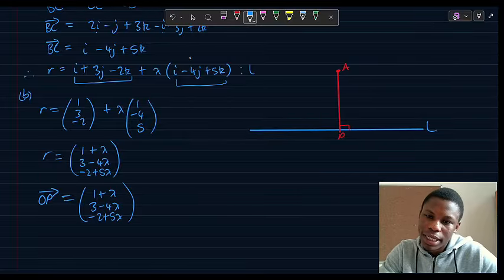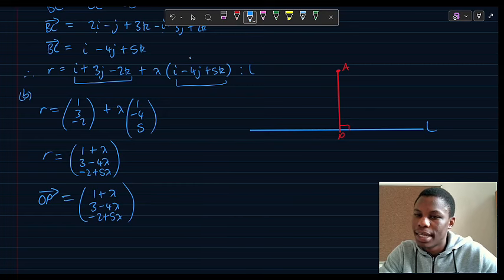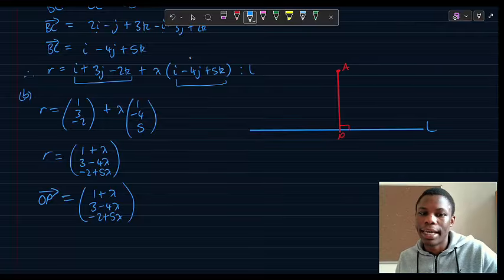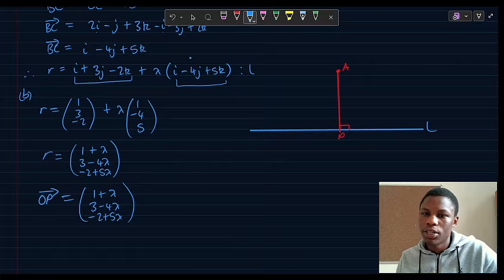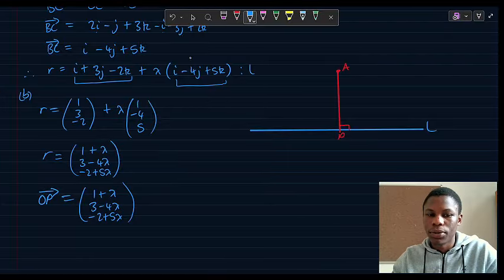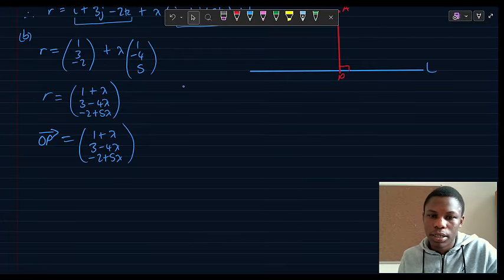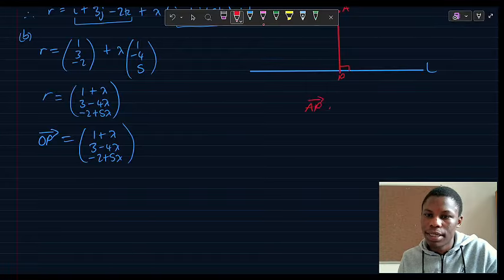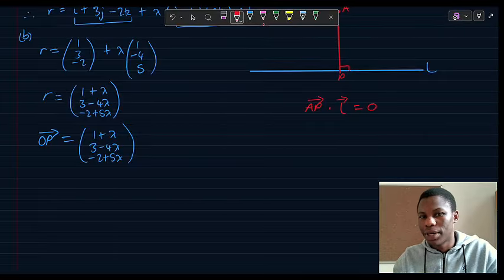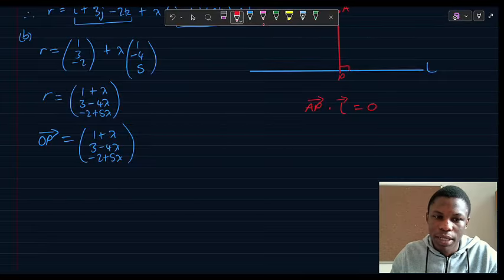And then to figure out what lambda is, I'm going to use the idea that the vector AP is perpendicular to a line L. So if I take the dot product of AP and the direction of our line, they should be equal to 0. So we want to use the idea that AP dot the direction of our line L is going to be equal to 0. All right. So we first need to find what AP is for us to be able to do that.